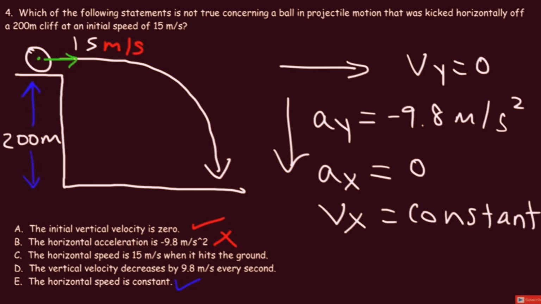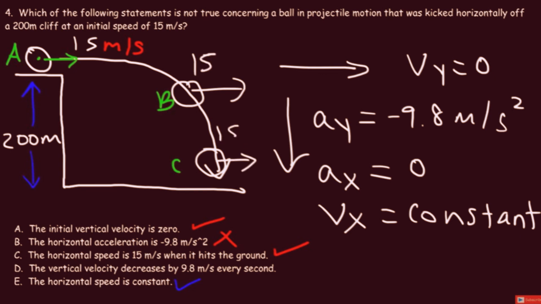Now, since Vx is a constant, that means C has to be a true statement. So let's call this point P and point 3, because Vx is constant everywhere along this trajectory. Horizontal speed will be 15 meters per second. That's not going to change, so the acceleration is zero. The velocity will be constant, and so the horizontal speed is always 15 meters per second everywhere along this curve.